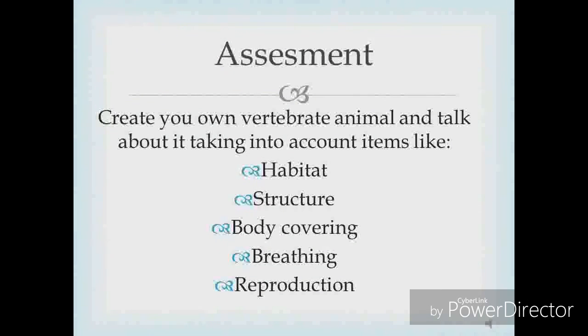Let's apply our knowledge. So, in this assessment, what we want is that you create your own vertebrate animal and talk about it, taking into account items like their habitat, their structure, body covering, breathing, and reproduction.